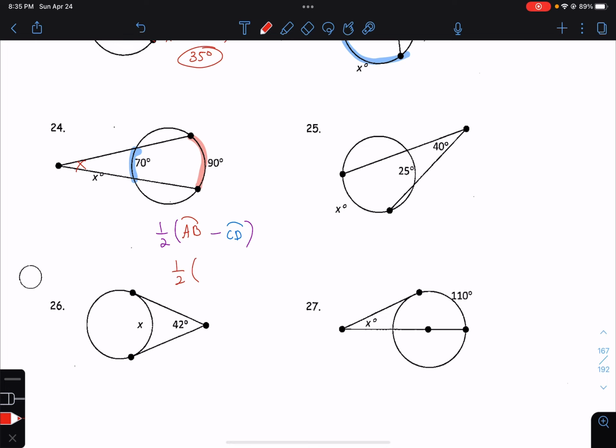So we've got 1/2, and then our bigger arc is 90 minus 70. We end up with 1/2 of 20, which gives us 10. All right. So x is 10 degrees.